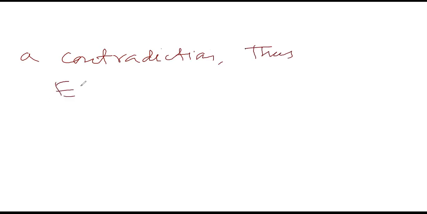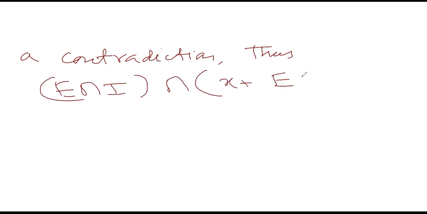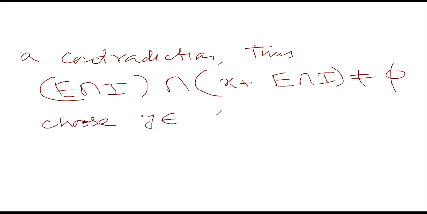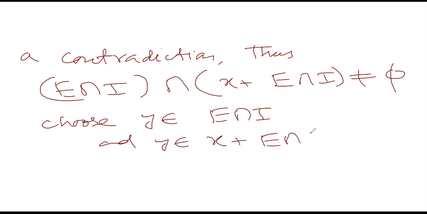Thus E intersection I intersection x plus E intersection I is not equal to the empty set. So let's choose some point in the intersection. Choose y belongs to E intersection I and y belongs to x plus E intersection I.